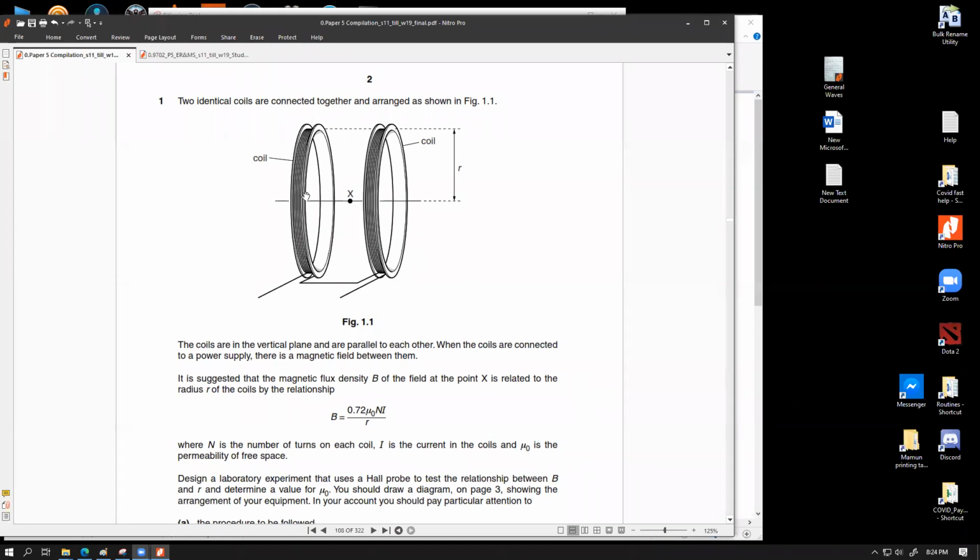Yes, sir. Some patterns over here. Anyway, let's have a look. Two identical coils are connected together and arranged as shown in figure 1.1. So we have two coils going around. They are connected by the same wire, wrapped around apparently a helical ribbon.